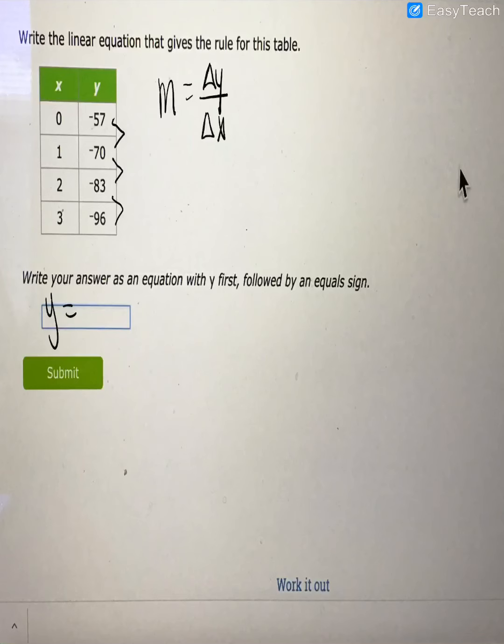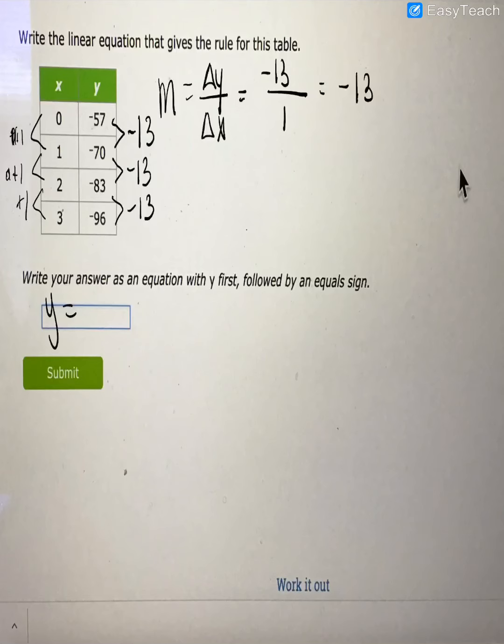Okay, so hopefully you found it already. So negative 57 to 70, we're subtracting 13. We're subtracting 13 each time. So that's our change in our y. Our change in our x, looks like we're just adding 1 each time. Try to do a little plus sign, adding 1. So negative 13 over 1 is the same as negative 13.